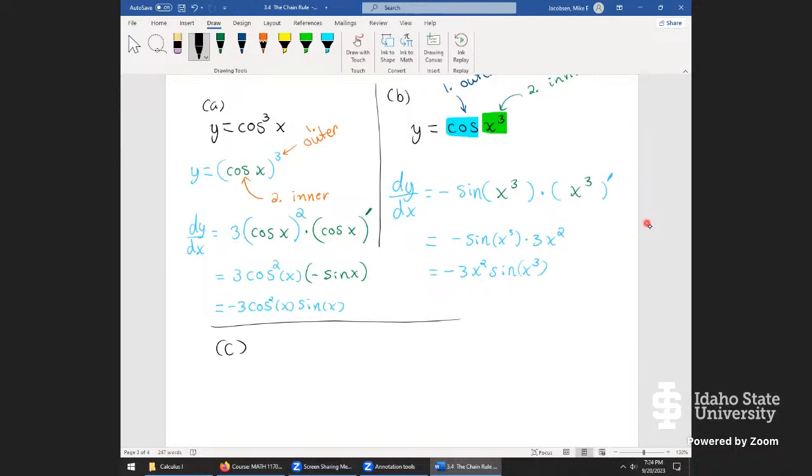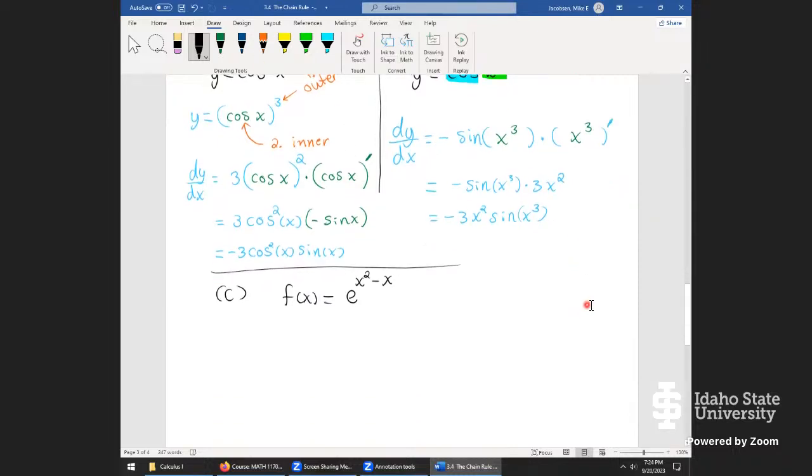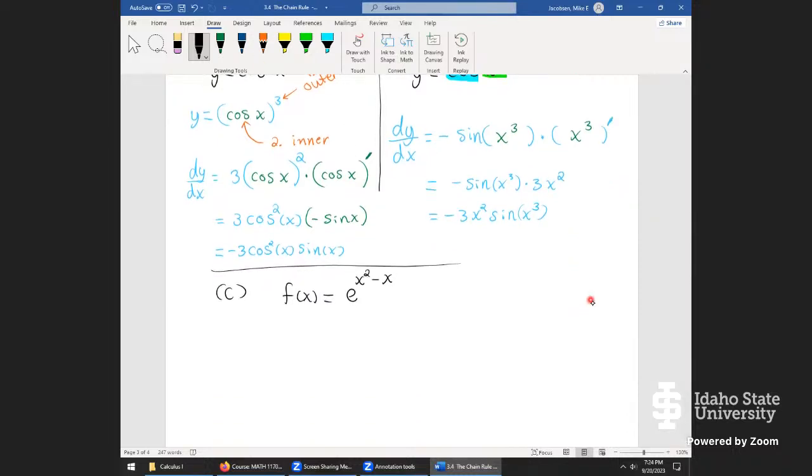On part C, it's nothing too wild, and it's kind of a nice function to start off. f of x equals a base e exponential to the power of x squared minus x. So that's the original question. I'm just going to copy it down so we can start color coding it.